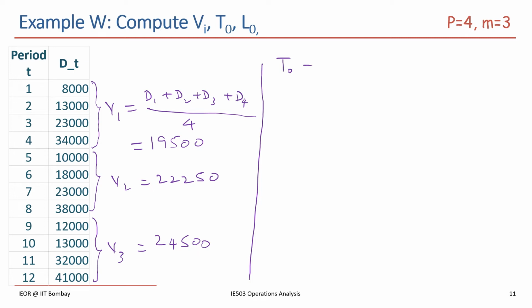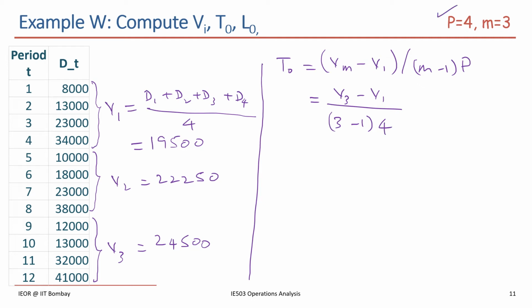So T naught, we just define it as (Vm minus V1) divided by (m minus 1) into P, right? So in our case, it will be simply V3 minus V1 divided by (m is 3, minus 1) into 4. You can see all the known parameter values are displayed on the right top. So V3 value I know, 24,500, V1 is 19,500, and I can do this simple math to estimate the trend to be 625. So that is your T naught.